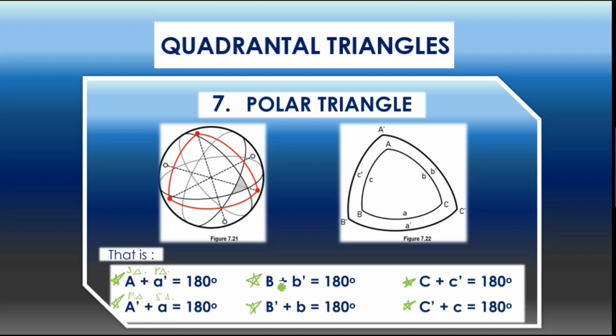As you can see, we have the same format for B and for C. If we have angle B of the spherical triangle, its supplement is side b of the polar triangle. You just remember this format, okay? If you have a big letter, the other one is a small letter. If the other one has a prime, the other one doesn't have. Okay? Next.